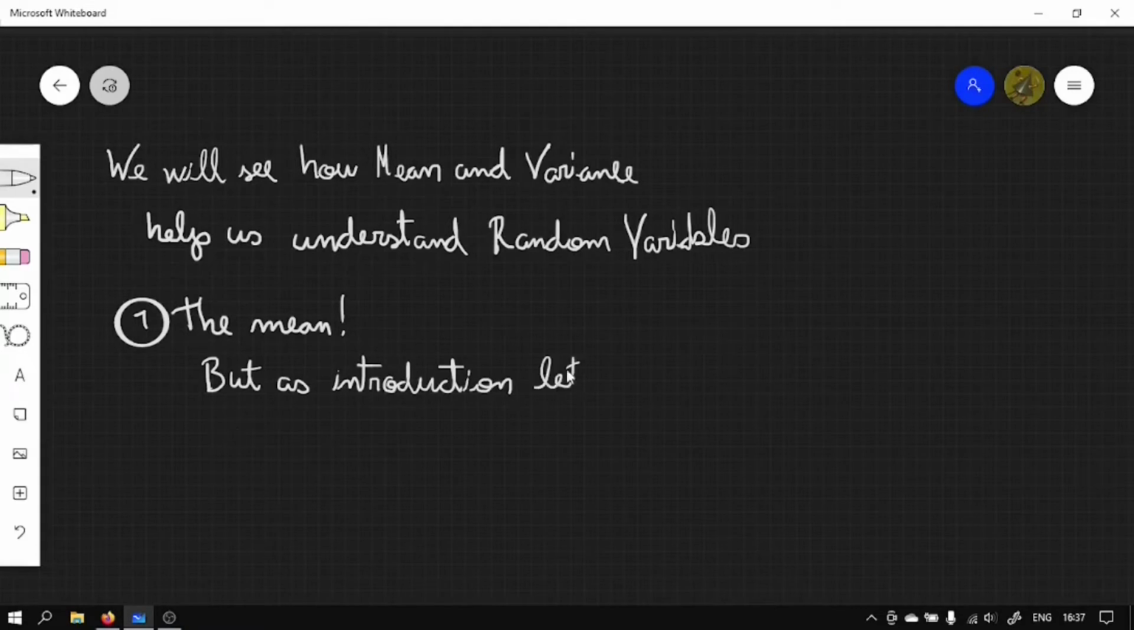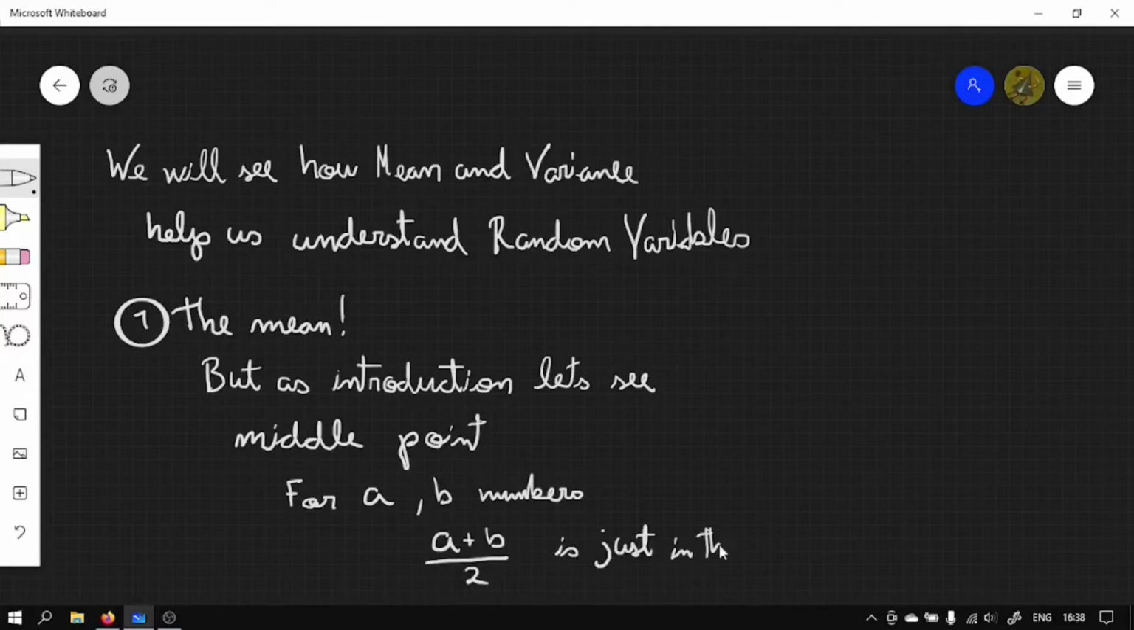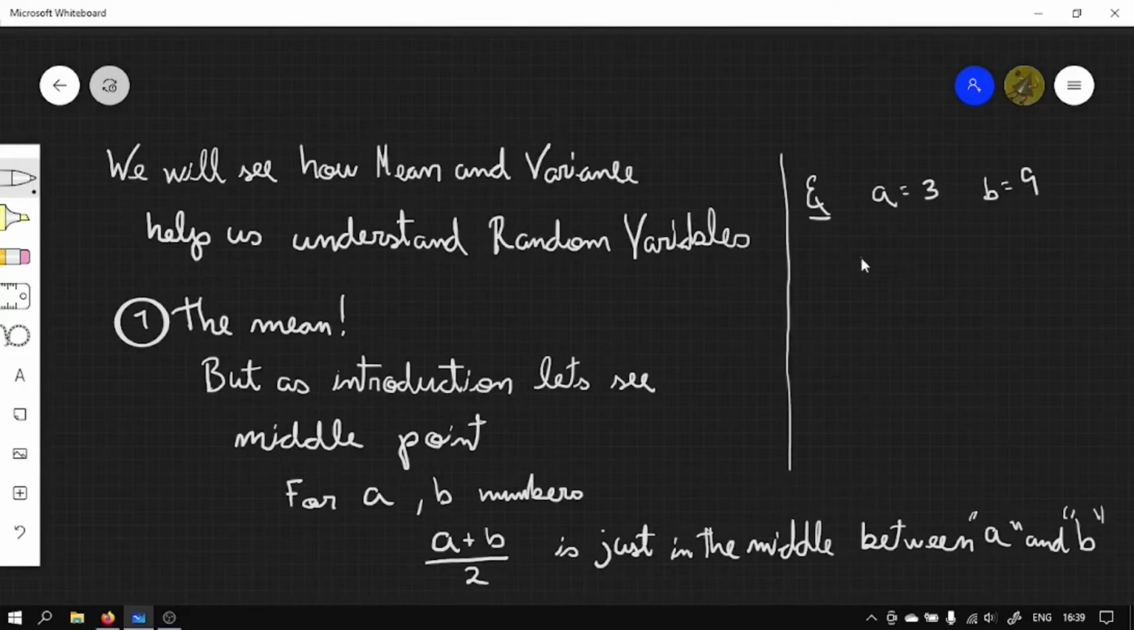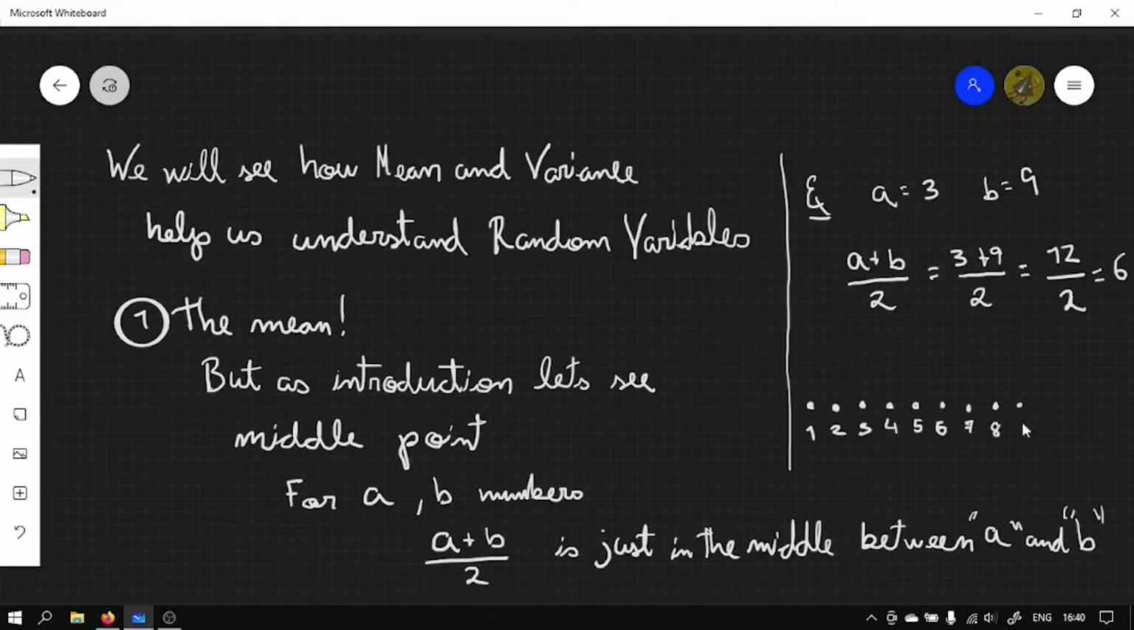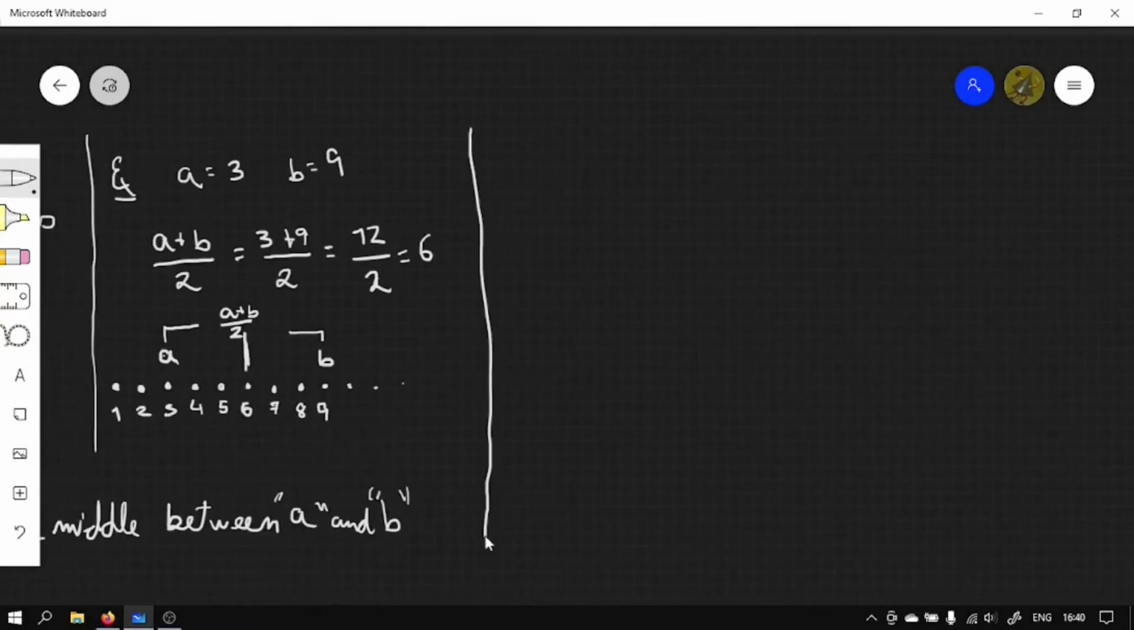But as an introduction, let's see first a middle point between 2 points, between 2 numbers. So the middle between a and b is a plus b divided by 2. An example, if we have a equal 3, b equal 9, the middle point will be 6, as we can see here in this visual aid.